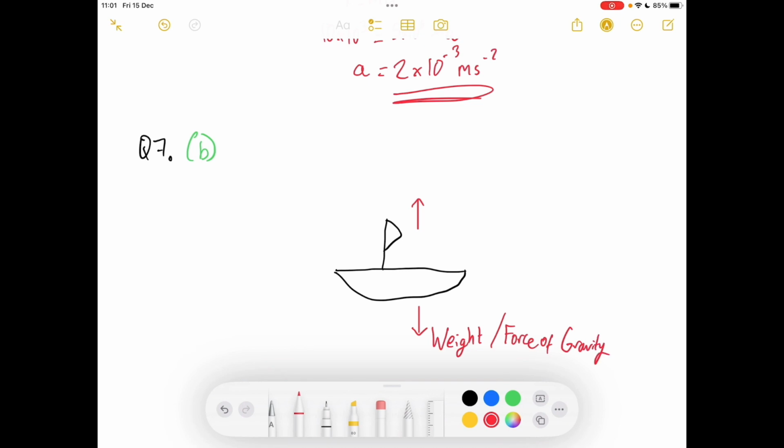Up the way, however, we've got a few other options we can pick. You could say buoyancy force. Again, you can't just say buoyancy, you have to say buoyancy force. Or one you might be familiar with, upthrust. You could say force of water on the ship. You could say flotation force. Any of them are perfectly good. However, it's just 1 mark for each of these.